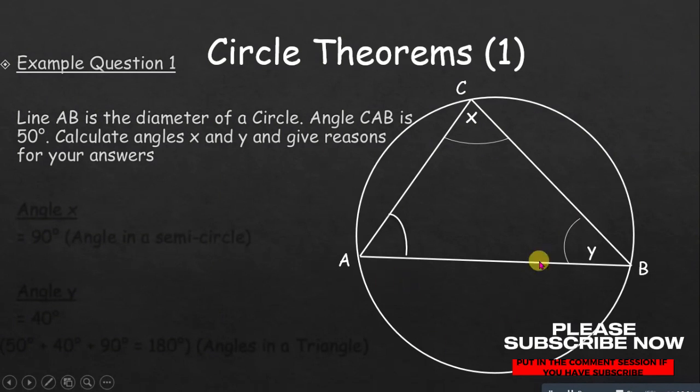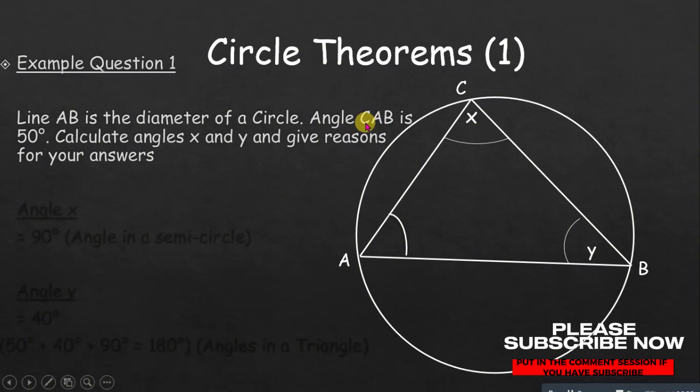Now this diagram here shows that the line AB is a diameter. So sometimes the question will state it for you that it's a diameter. Otherwise, you also have to look at whether the line is passing through the center, then you know that it's a diameter. So the line AB is a diameter of a circle.